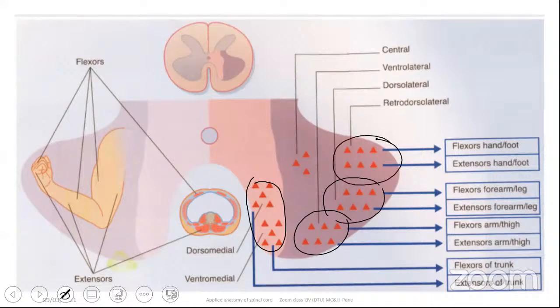That means central, ventrolateral, dorsolateral, retrodorsolateral. There are groups of motor neurons in the ventral horn, which you can see here. These are the ventral horn neurons which will supply the extensors and the flexors of the hands and the limbs.